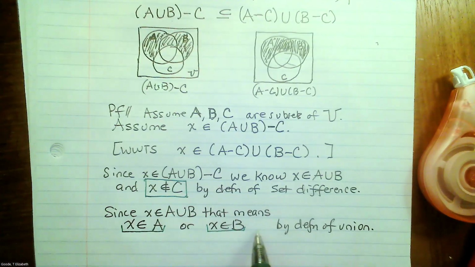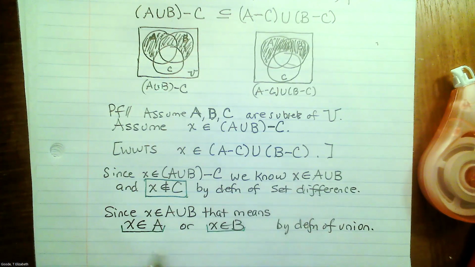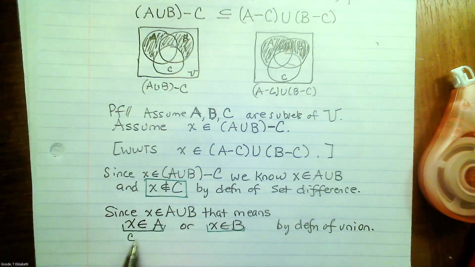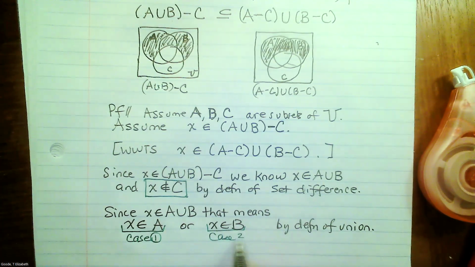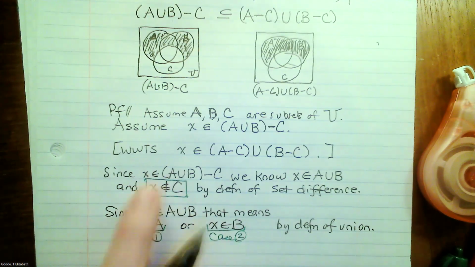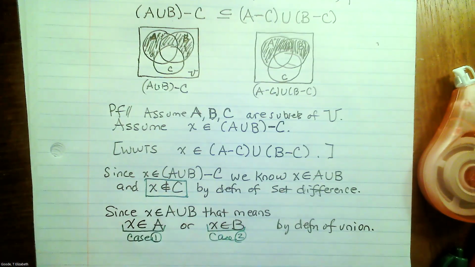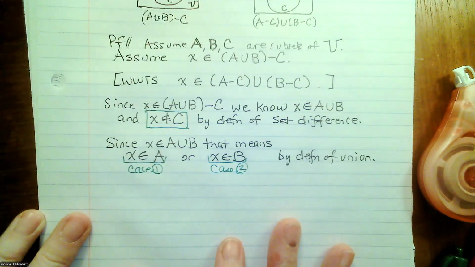We might have both, in which case we'll be proving the conclusion that we wish twice for the X's that are in both. But we have no guarantee of that. We do know X is definitely in A, or, so that'd be case one, X is in A, or case two, X is in B. So now we have cases. In both cases, this fact that X is not in C is still going to carry through.